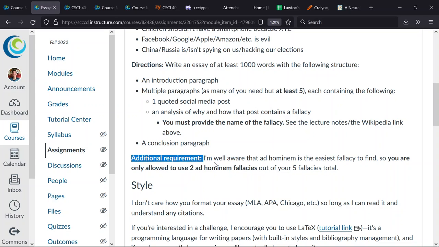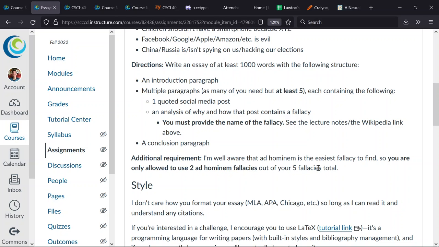Also, I have one last requirement. You can't just find 5 ad hominem fallacies. That's just people being mean to each other on the internet, right? That's really easy to find. So I'll only let you use 2 ad hominem fallacies. You have to find 3 other ones, okay? At most 2 ad hominem. That's all you get, okay?